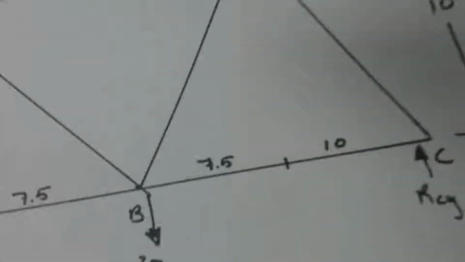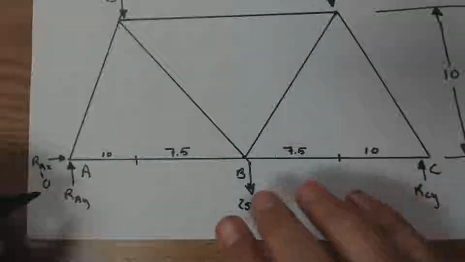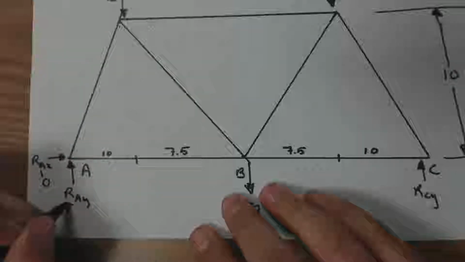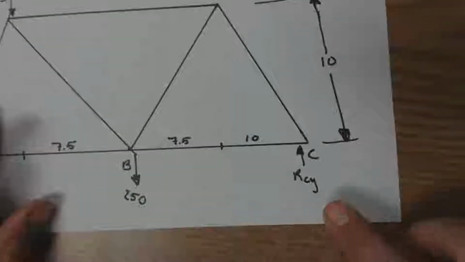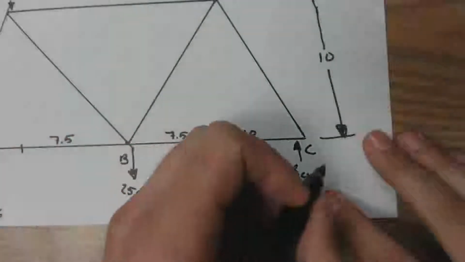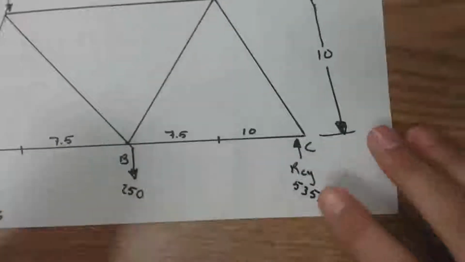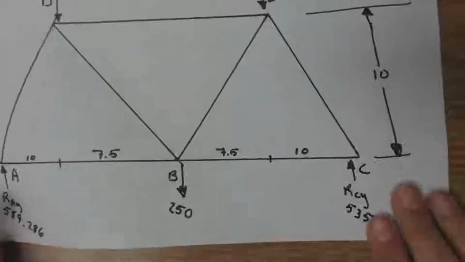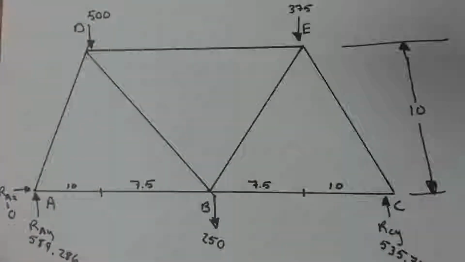I'm going to update them on my paper. RAY we found out to be 589.286. RCY 535.714. I really suggest that you keep updating this as you go. So now you know all of your reaction forces and everything acting on your truss externally. Awesome. Now we have to go through and find out some of our angles.